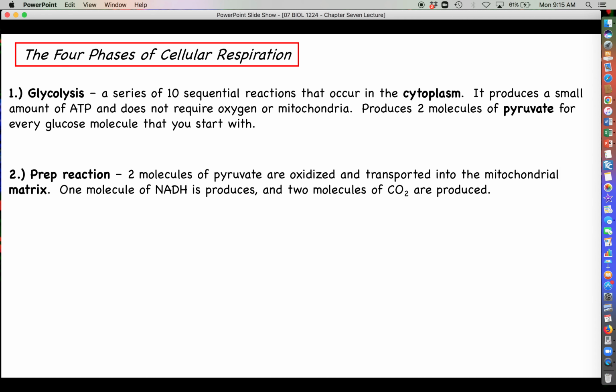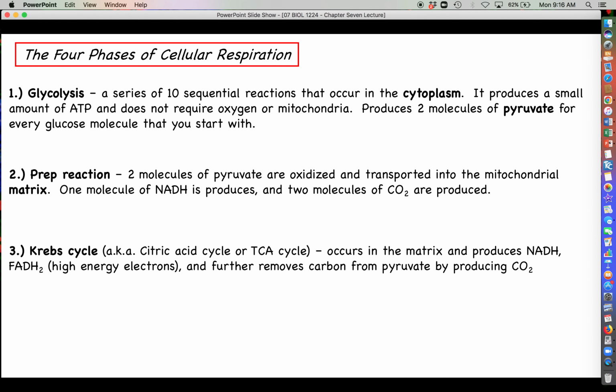Number 2 is called the prep reaction. We'll cover this in the video after glycolysis. Those 2 molecules of pyruvate that we made at the end of glycolysis are going to be oxidized and transported into the mitochondrial matrix, because from here on out, every part of cellular respiration will occur inside of the mitochondria. During the prep reaction, we will make a molecule of NADH and 2 molecules of carbon dioxide, which we form because we're going to slowly start removing carbon from those 2 pyruvates.